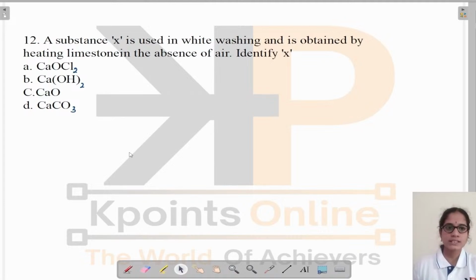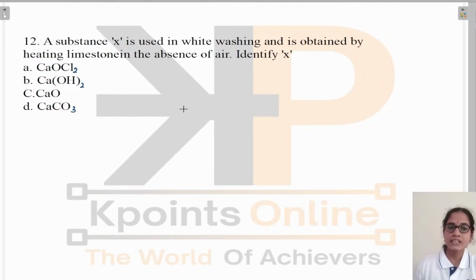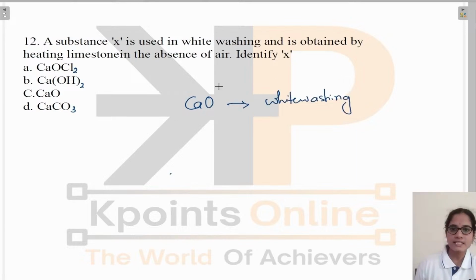Okay, the next question is: a substance X is used in whitewashing and is obtained by heating limestone in the absence of air. Identify X. We know that calcium oxide, that is quicklime, is used in whitewashing. Yes, we know CaO is used in whitewashing. And also it is given that X is obtained by heating limestone in the absence of air. How do we obtain this? This calcium oxide is obtained by heating limestone in the absence of air.